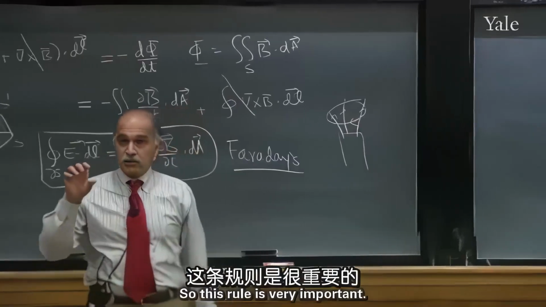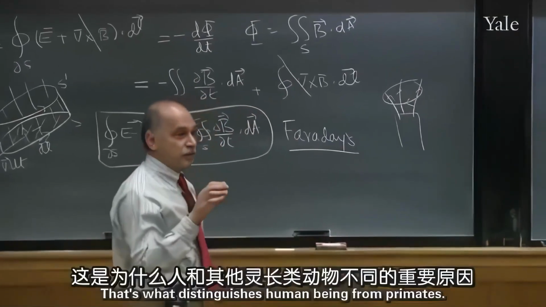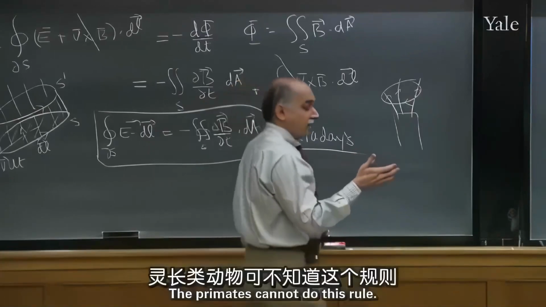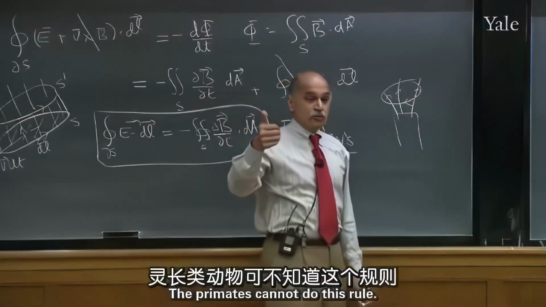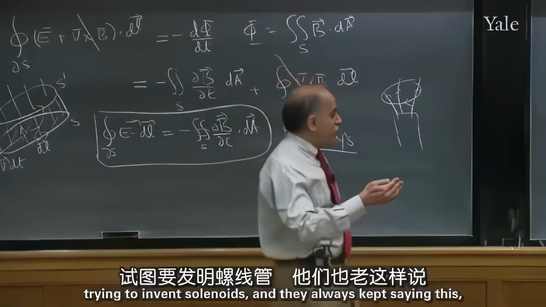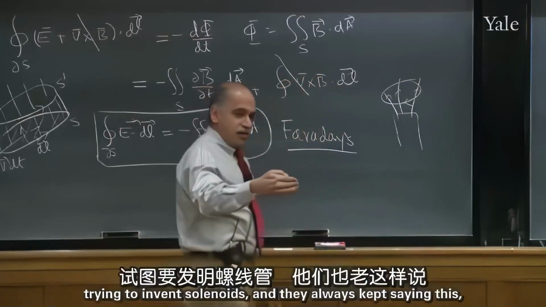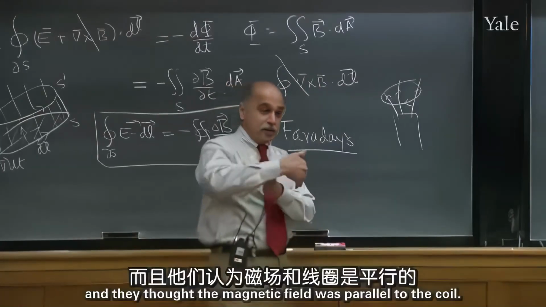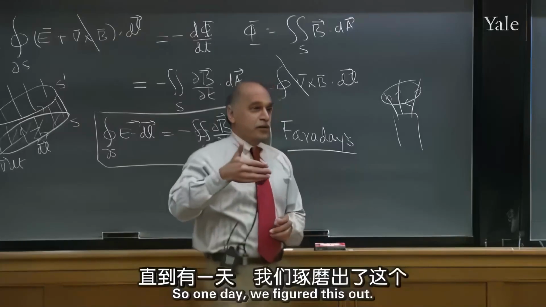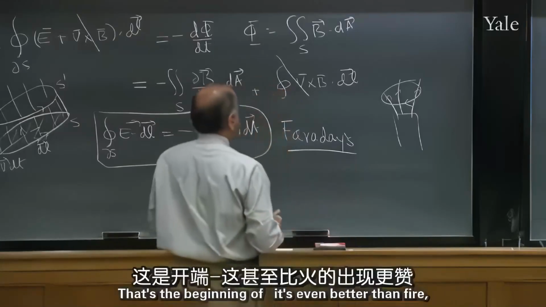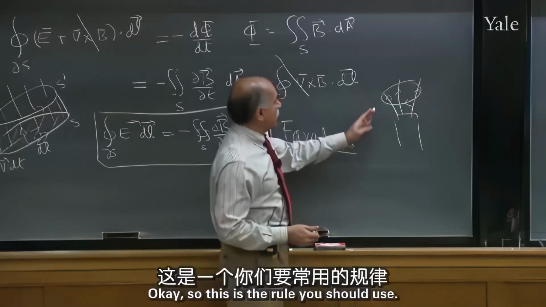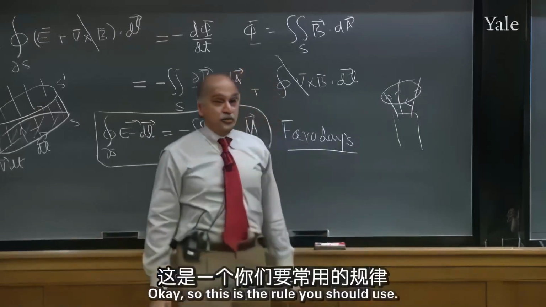So this rule is very important. That's what distinguishes human beings from primates. The primates cannot do this rule. In fact, there are lots of cave drawings of apes trying to invent solenoids, and they always kept saying this, and they thought the magnetic field is parallel to the coil. So one day, we figured this out. That's the beginning of, it's even better than fire, finding out that right-hand rule.